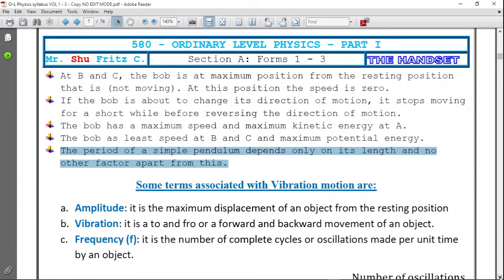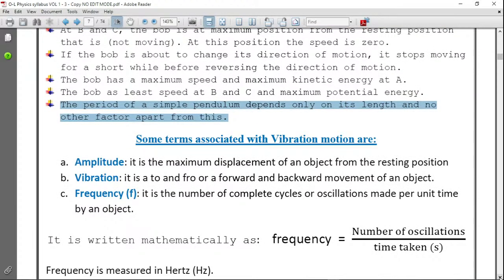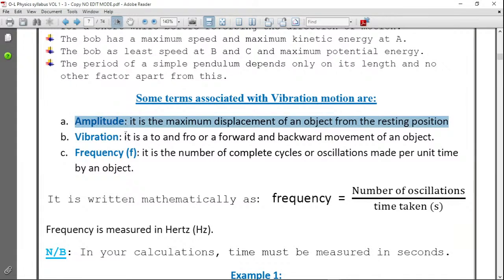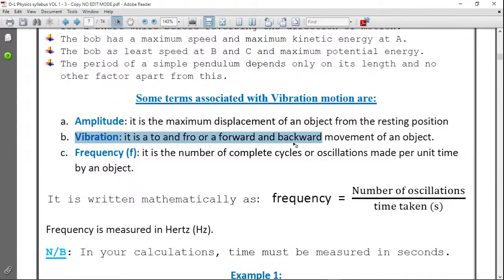Some of the terms that we encounter with vibrational motion include amplitude. The GCE will ask you to define amplitude. Amplitude is the maximum displacement of an object from the resting position. What is a vibration? A vibration is the to and fro or forward and backward movement of an object. The repeated to and fro or forward and backward movement of an object.